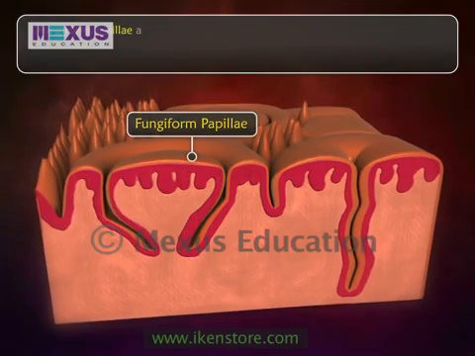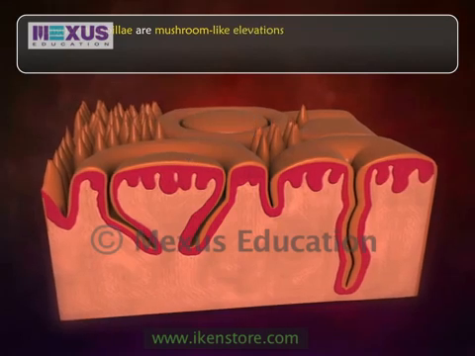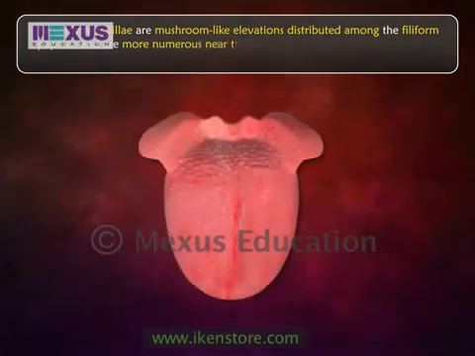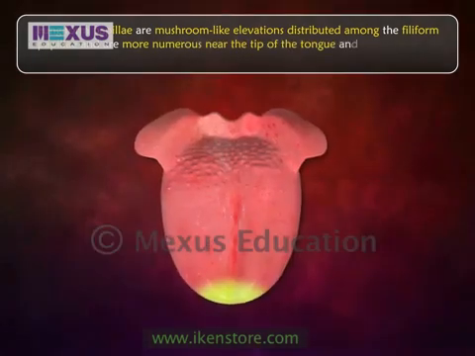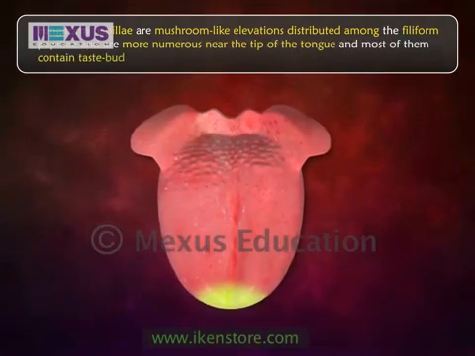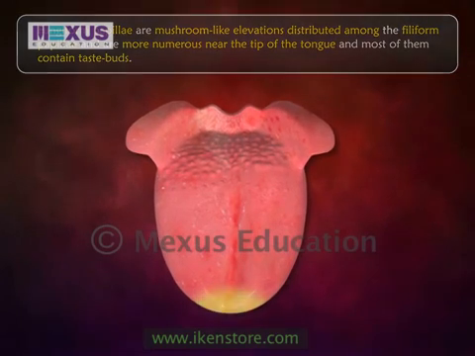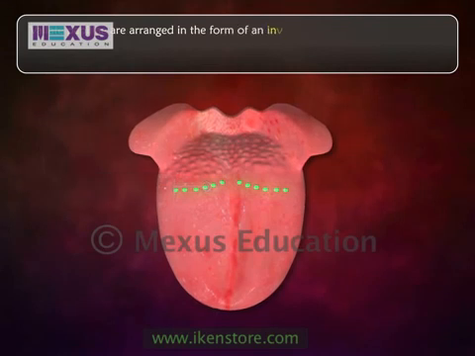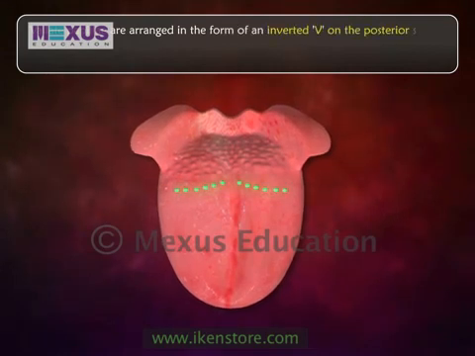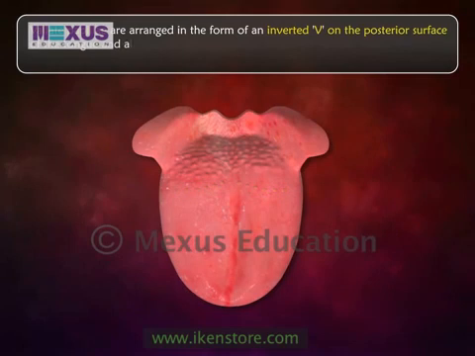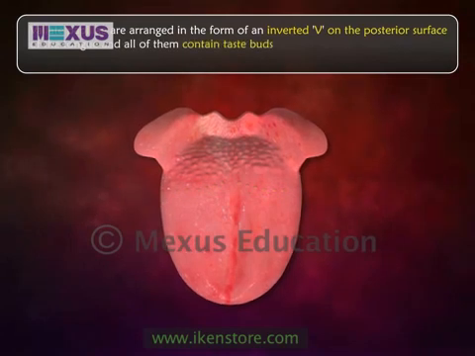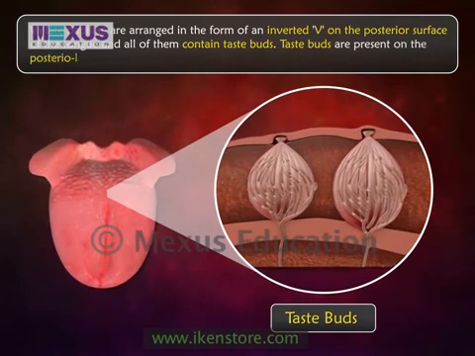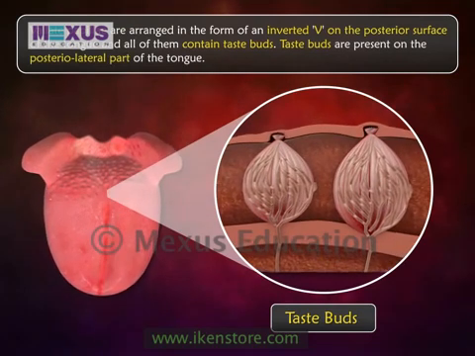Fungiform papillae are mushroom-like elevations distributed among the filiform papillae and are more numerous near the tip of the tongue. Most of them contain taste buds. Circumvallate papillae are arranged in the form of an inverted V on the posterior surface of the tongue, and all of them contain taste buds. Taste buds are present on the posterior lateral part of the tongue.